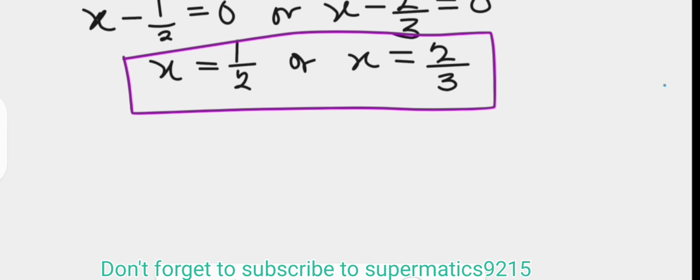So we have solved quadratic equations by factoring in two situations where the leading coefficient a is 1 and where it is greater than 1.